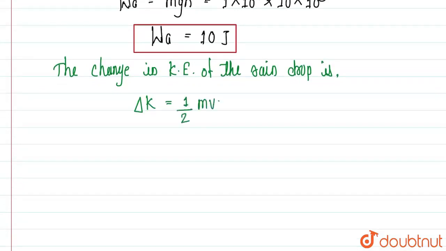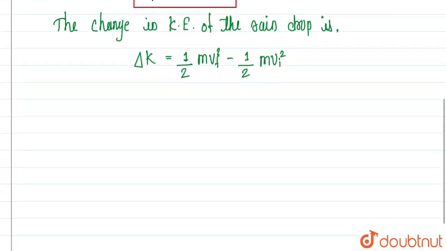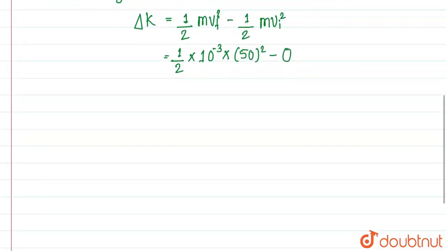half m vf square minus half m vi square. Vf is the final velocity and vi is the initial velocity. Now we will substitute the values. Mass is 10 raised to minus 3 and final velocity is 50, square is there, minus initial velocity is 0, so the whole term becomes equal to 0.